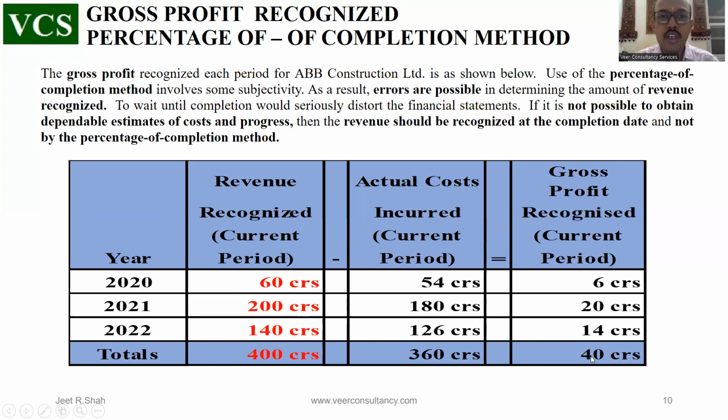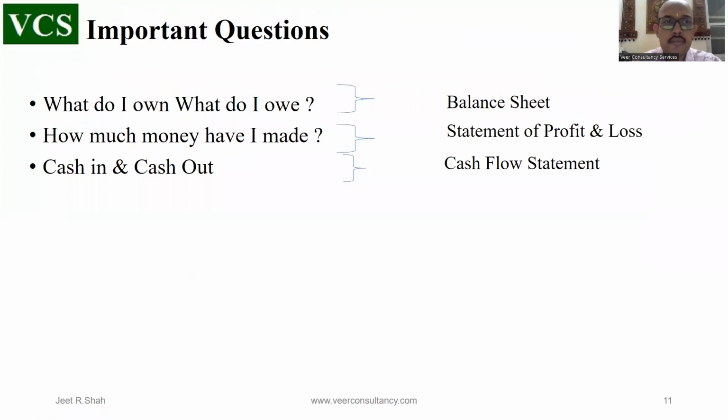So this was a small example to tell you how the profits are recognized for longer horizon contracts under the percentage of completion method. Now we had understood that there are three questions that need to be answered. That's given over here. What do I own and what do I owe? That's the balance sheet. How much money I have made, that is given by the profit and loss account, and how much cash has come in, how much has gone out, which is shown by the cash flow statement. So over here we are concerned with the profit and loss account.